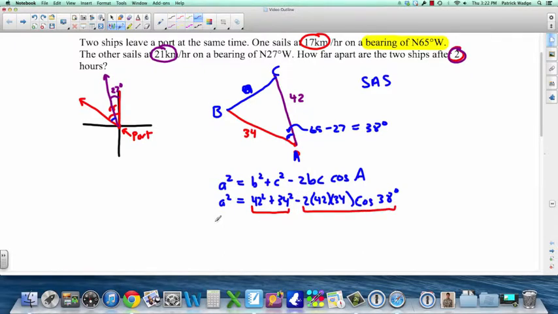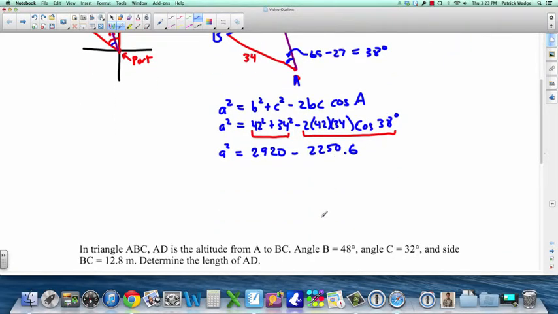Remember, the way that I recommend you do this is you get this answer, and subtract them. So that's what I'm going to do. But I'm not going to show you my calculator. That's kind of dull. But 42 squared plus 34 squared is 2,920 minus, and if you do all this, 2 times 42 times 34 times cosine of 38, you will get 2,250.6. I know it's not going to be a negative amount because my angle is less than 90. But anyway, you don't have to stress out about that.